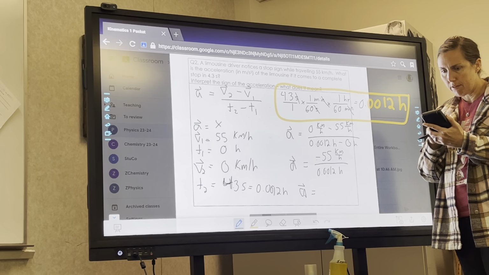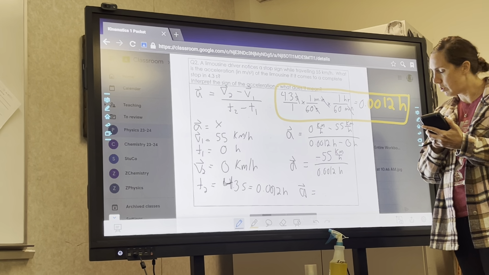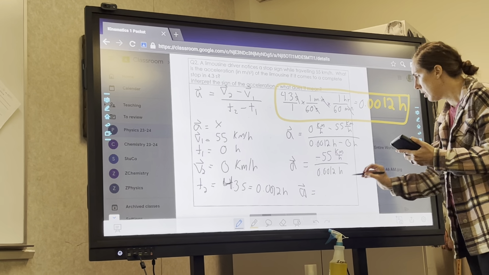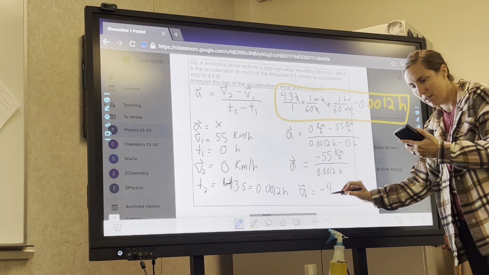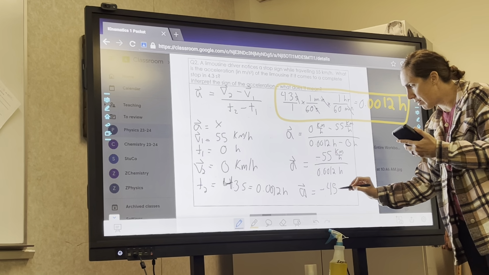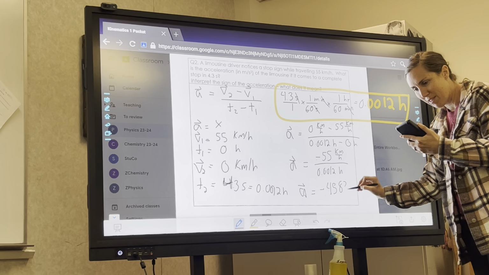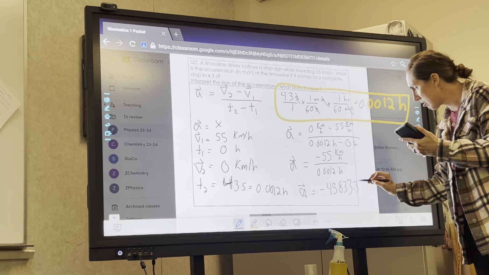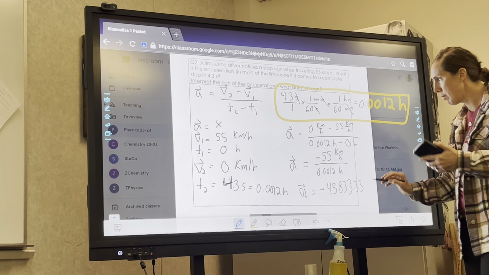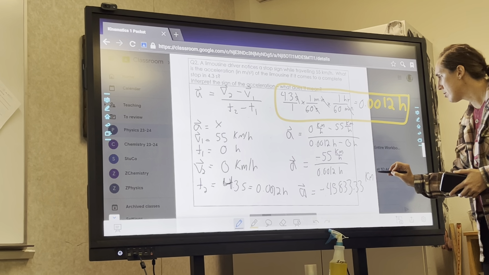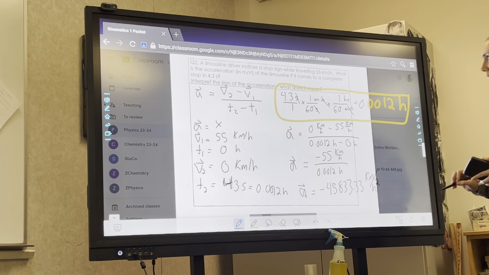So our acceleration equals negative 55 divided by 0.0012 equals negative 45,833.33 kilometers per hour squared.